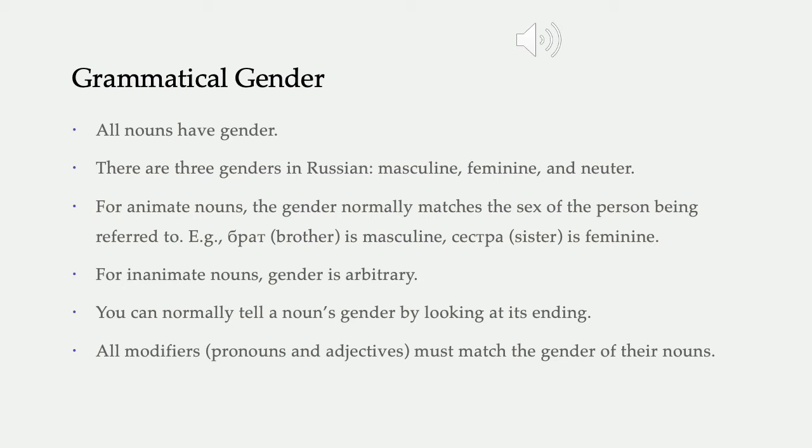And again, with modifiers, we don't care about the gender of the speaker. We care about the gender of the noun that they are referring to. So brat is masculine. Any modifier that goes with it, like mój starszy brat, my older brother. Mój and starszy are both going to be masculine, even if it is a woman speaking, because the noun that they refer to is masculine.